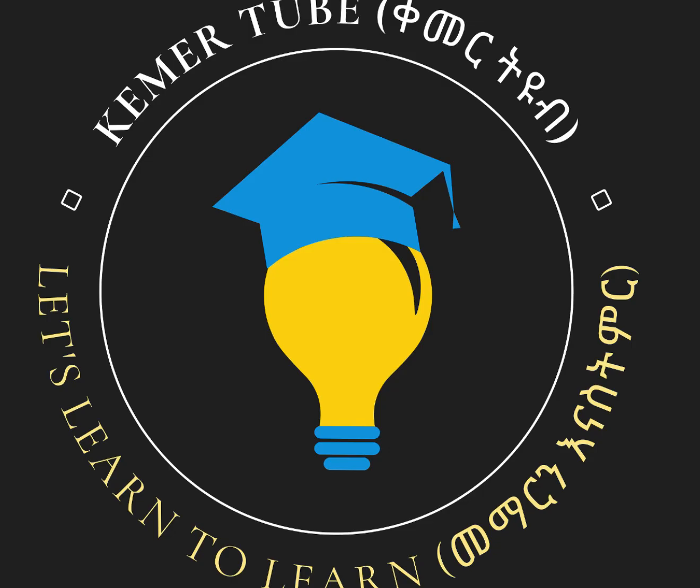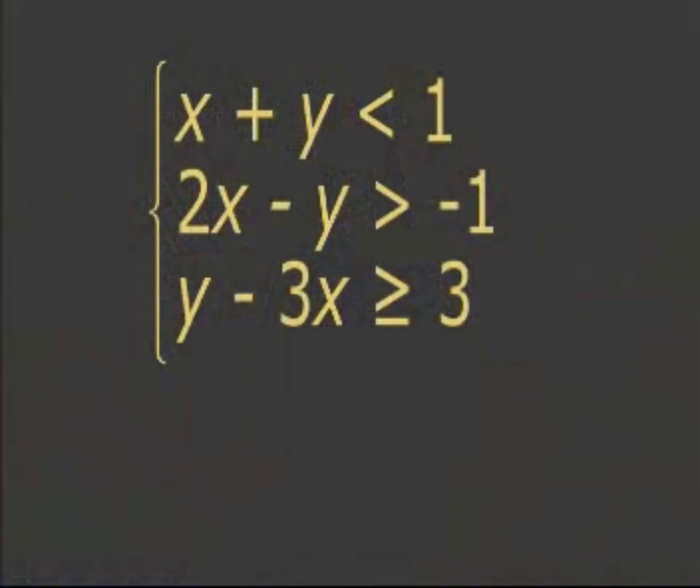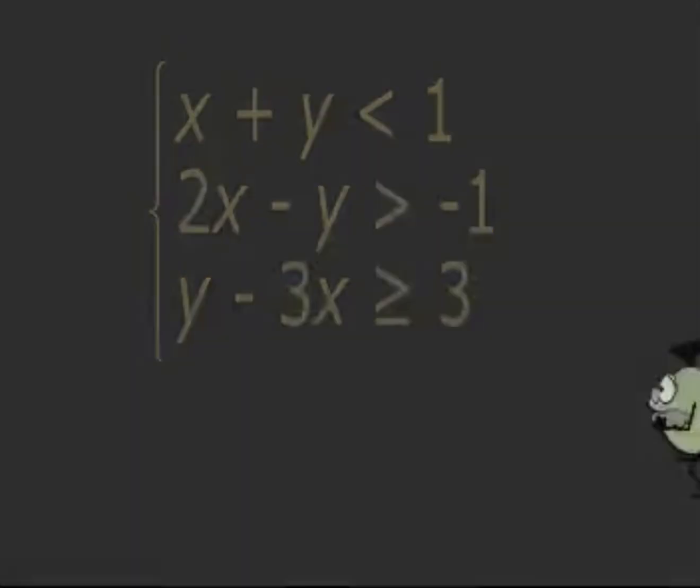Let us do our second activity now. Here is a system of 3 linear inequalities, each of which contain 2 variables. Solve each for y, then plot each inequality on the same coordinate system to find the solution. You may get started now. Students, let's get ready. Begin.